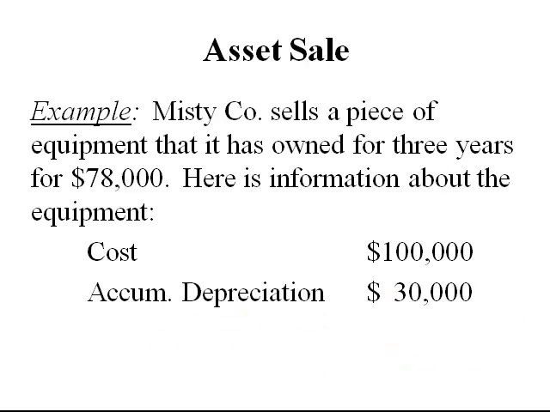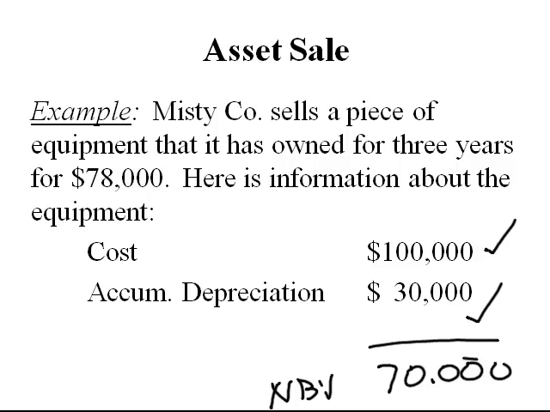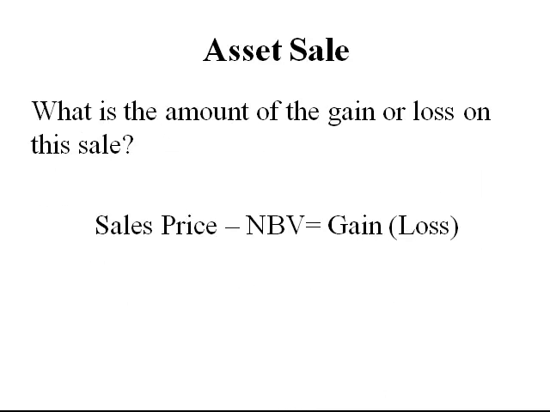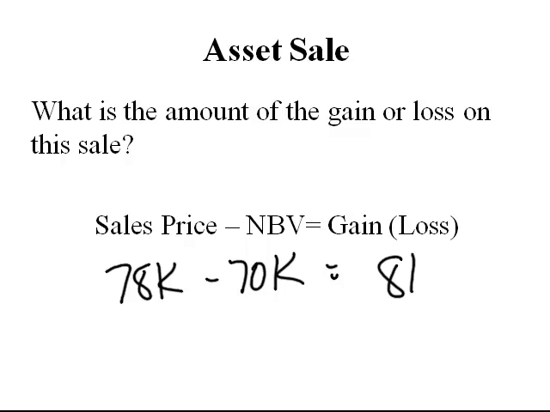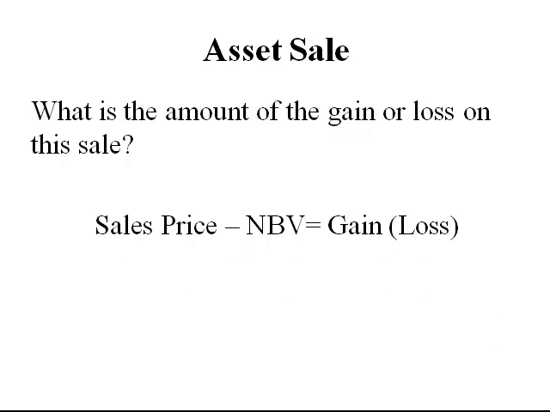Let's look at an example. Assume Misty Company sells a piece of equipment that it has owned for 3 years. The sale price is $78,000. The equipment originally cost $100,000 and accumulated depreciation is $30,000. Net book value on the balance sheet is therefore $70,000. The amount of gain or loss on the sale is calculated by comparing the sale price to the net book value. In this case, we see that we will have a gain because the sale price exceeds the value on the balance sheet.